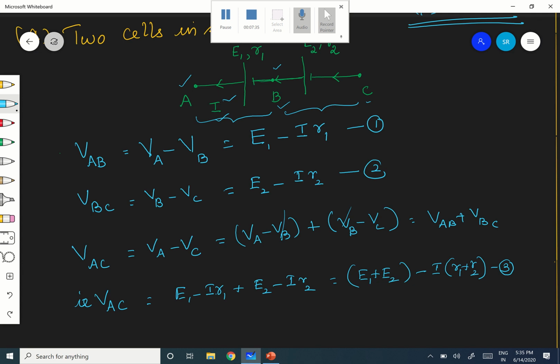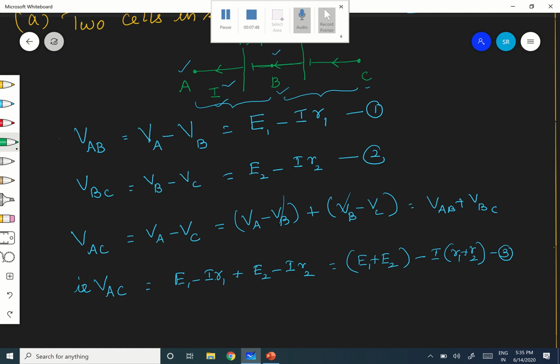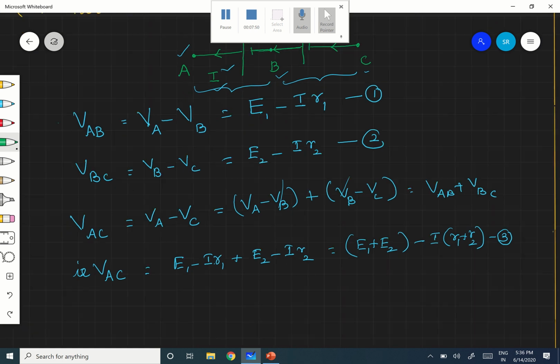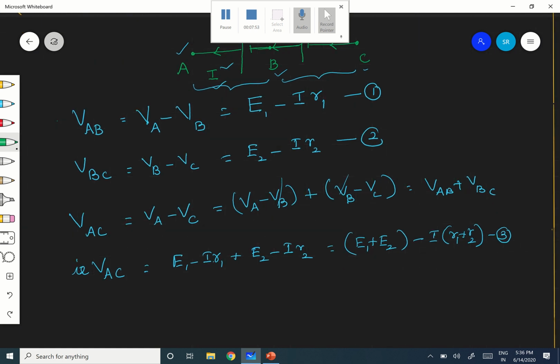Instead of the two cells of EMF E1 and E2, I want to replace the two cells by a single cell so that the effect is the same. Hope you are following. Now, what is the circuit diagram here? Between A and C only, instead of two cells, I am going to have a single cell. This is A and this is C. But what is the current here? The effect is the same, therefore the current is I only.